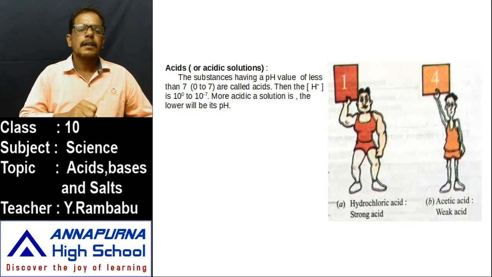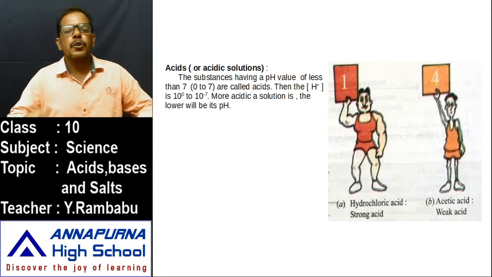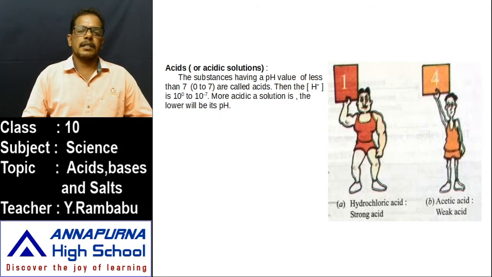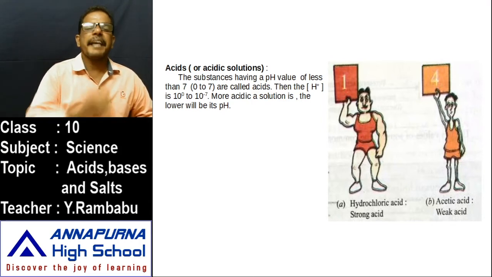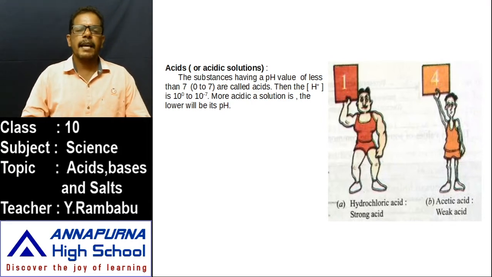Why? This pH value is inversely proportional to H plus ions concentration. Okay, that's why lower is the pH value, higher is the strength of an acid. Here in this diagram, two persons are there. The pH value of the first person is 1, pH value of the second person is 4. Persons means that are substances. First substance, hydrochloric acid, is strong, pH value is low, that's why it is strong acid. Next, in the case of the second person, he is lean, means weak, its pH value is high, that's why it is weak acid.